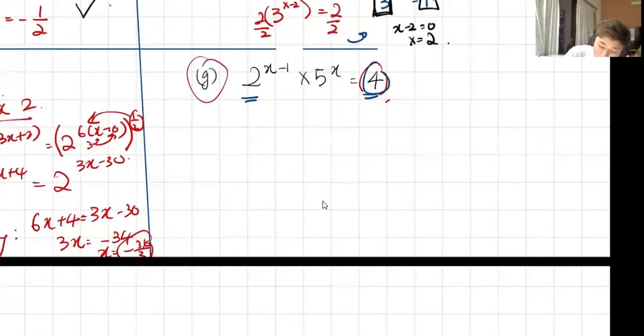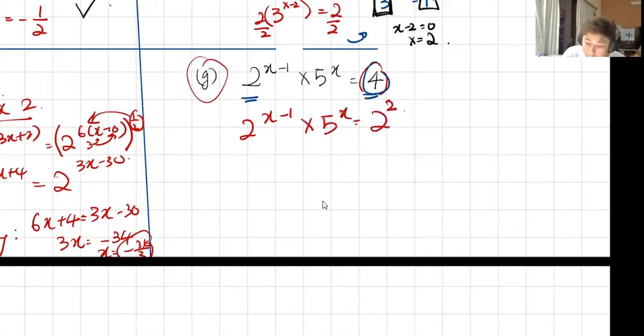Question G, what you do is that you realize that this 4 can be converted into base 2, right? So you do that first. 2 to the power of x minus 1 times 5 to the power of x is equal to 2 to the power of 2. Okay? Then you try to group the 2s together first.